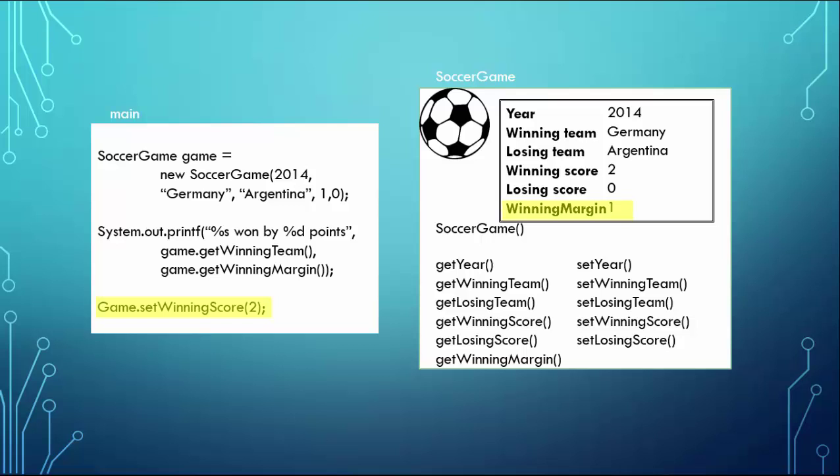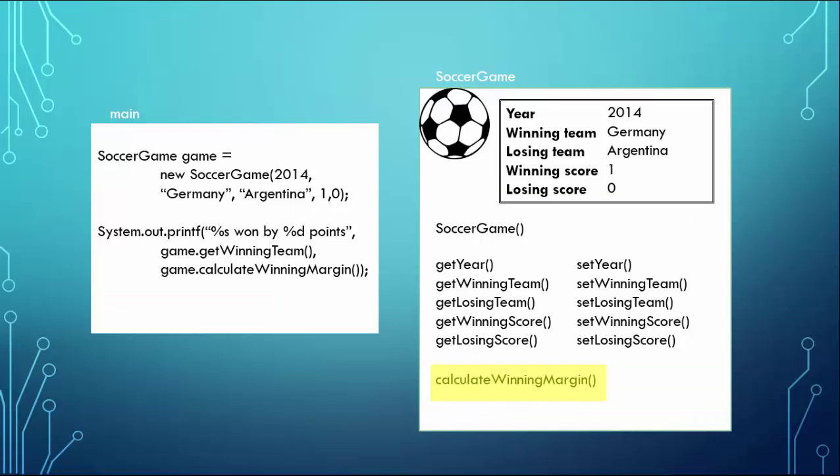It's still 1. So if we add a field like this, we have to remember every time something could impact the winning margin field, we have to recalculate it. And that leads to bugs. That leads to us writing this code for setWinningScore, but forgetting to write it for setLosingScore. Or creating a new method that impacts the winning margin, but forgetting to redo the calculation. So it's not ideal to have winning margin as a separate field, and most of the time we'll work really hard to avoid that. So what should we do instead?